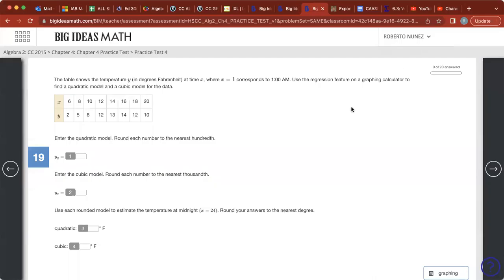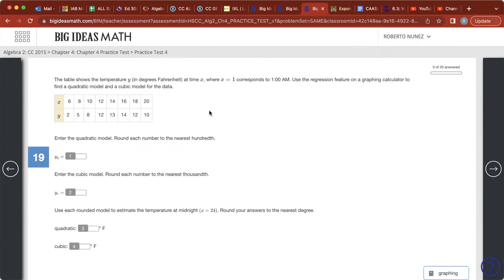Hey everybody, so we're going to be working on number 19 for the chapter 4 practice test. And so as you can see, we have a graph here. It says the table shows the temperature Y in degrees Fahrenheit at time X, where X equals 1 corresponds to 1 a.m. It says use the regression feature on a graphing calculator to find a quadratic model and the cubic model for the data. And so we are given this table of values.